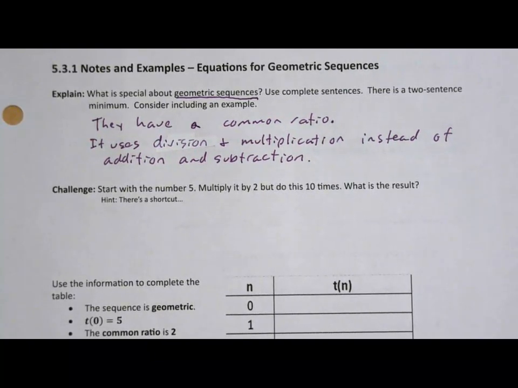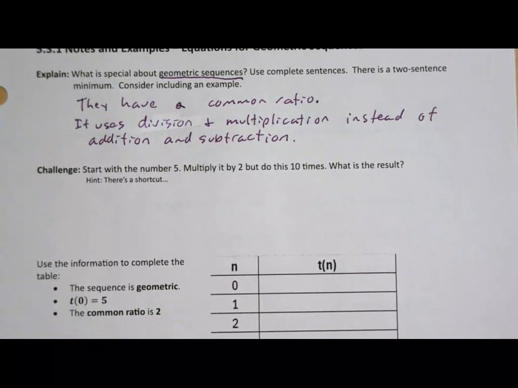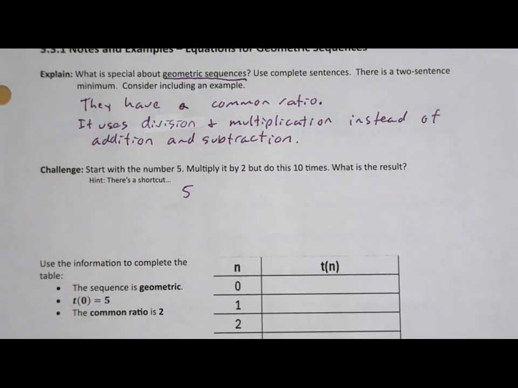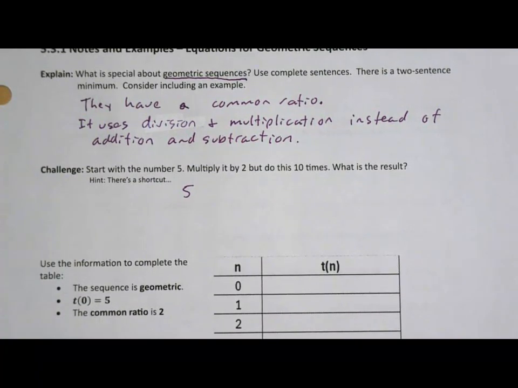All right, hey, I got a challenge for you. You're going to need your calculator for this, but here's what I want you to do. I want you to start with the number 5. Can you write the number 5 down, please? And I want you to multiply it by 2, but I want you to do that 10 times. And I need you to get me an answer in your calculator.